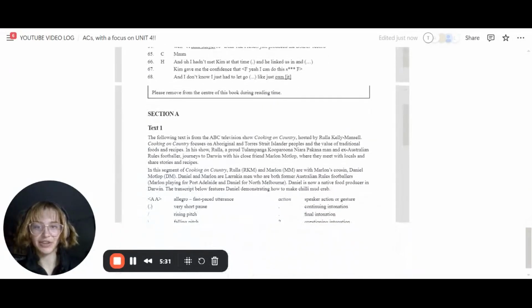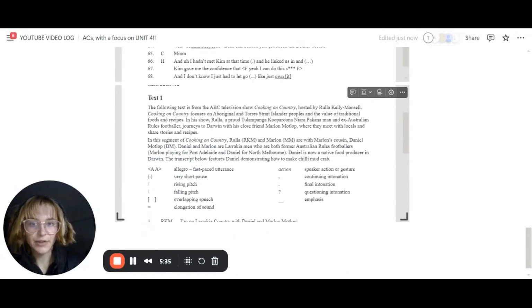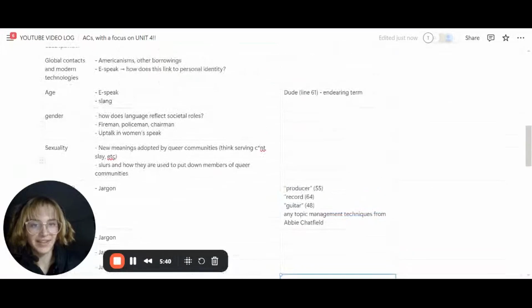Let's move on to this text, Cooking on Country, hosted by Rulla Kelly Mansell. Have a read through this, see what you think about the above points, and then I'll go through as well and we'll compare at the end.